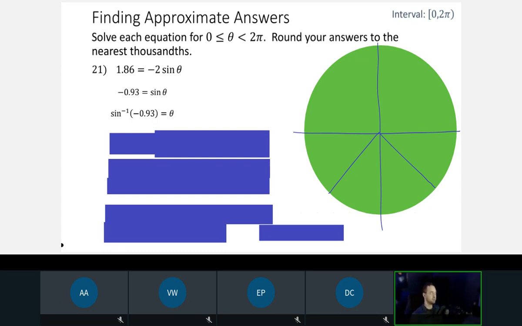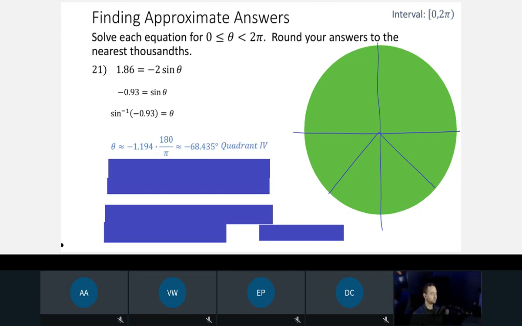So now I'm going to type in the arc sine of negative 0.93, and you can have it in degrees or radians. I do mine in radians because your answers on your quizzes and your tests will want it in radians. When I type it in, I get negative 1.194 radians. Well, I have a hard time visualizing radians, so I convert this to degrees by multiplying it by 180 over pi. That gives us negative 68.435 degrees. And that shows in quadrant 4.